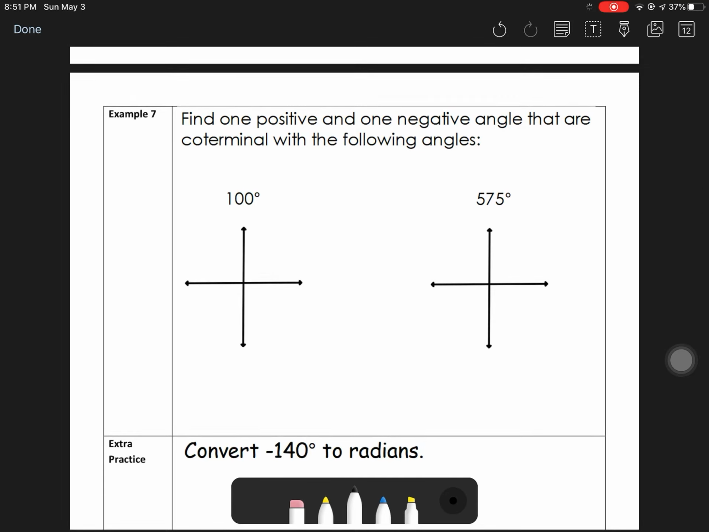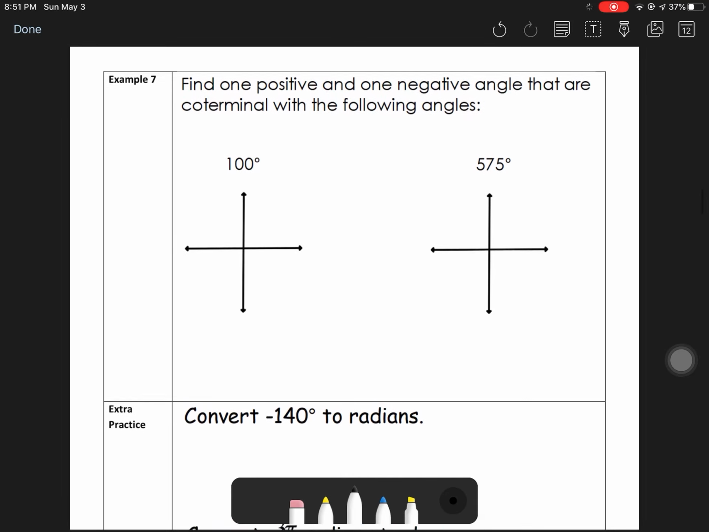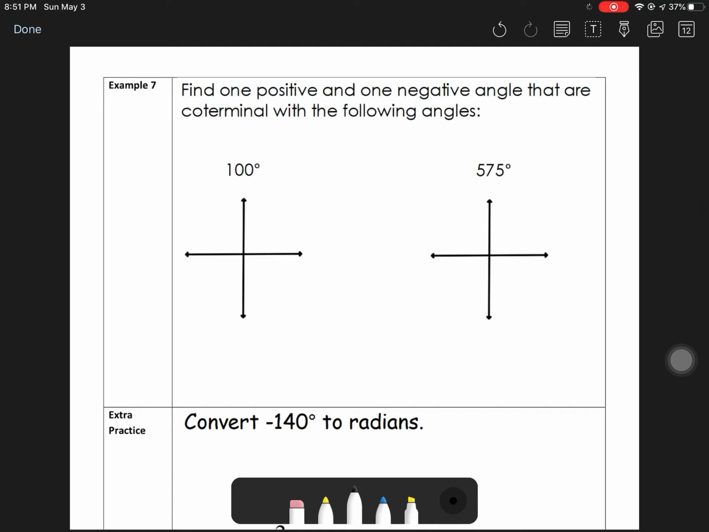All right, find one positive and one negative angle that are coterminal with the following angles. So coterminal just means they're going to fall in the same position. So if you haven't noticed this already, whenever you have a coterminal angle, it's either 360 degrees bigger or 360 degrees smaller. Like it has to complete a cycle to be coterminal. So what we can do, the trick is to add or subtract until you get the desired outcome.